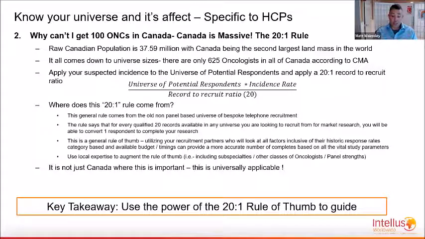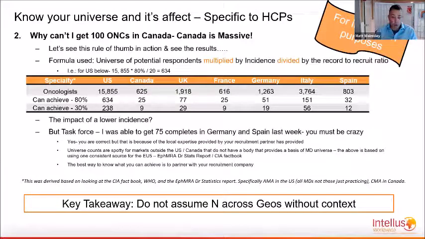And I'll show this on my next slide with actual numbers and a use case with a typical global research request. So again, the key takeaway here is to leverage the power of the 20-to-1 rule of thumb to guide your sample expectations. So here we go. Let's see the 20-to-1 rule in action.